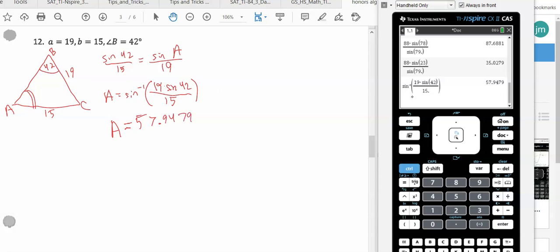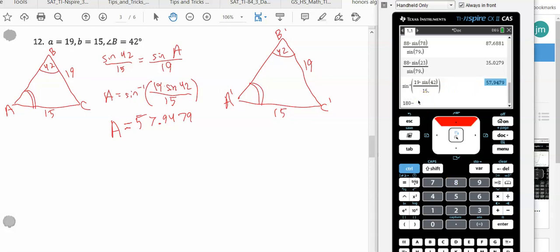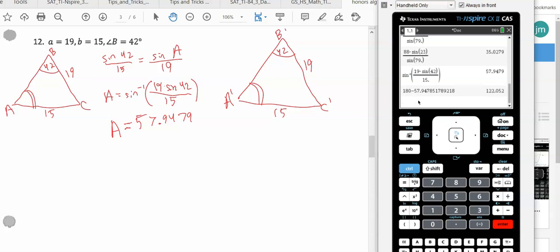Okay, so we're going to draw a second triangle here. A prime, B prime, C prime. Given information is the same, 42, 19, 15. But this first angle that we're solving for is going to be the supplement of that. So this will be 180 minus that. 122.